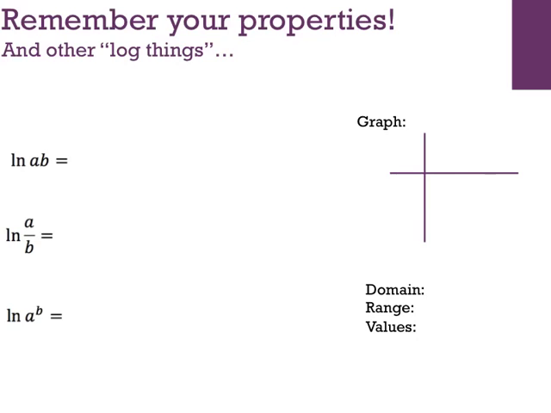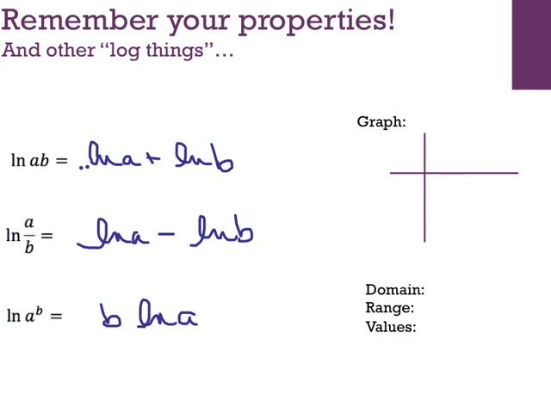And then let's remember what the graph of the natural log of x looks like. And then that's going to tell us the domain, the range, and a couple of natural log values that you want to make sure you know that will make life easier. Okay, hopefully your properties were correct. Now let's look at the graph of the natural log of x.